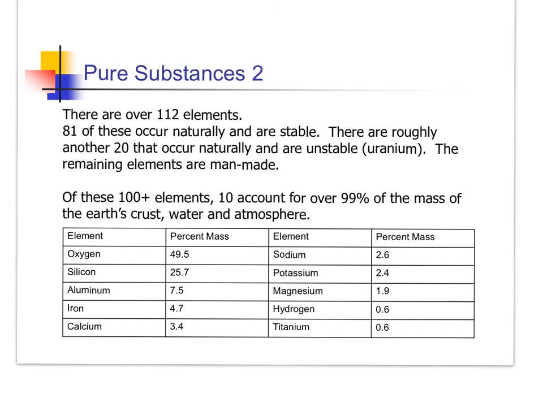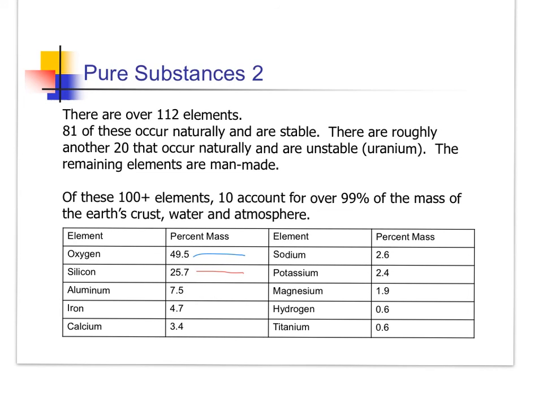Now, of the 100 plus elements, only about 10 of them actually cover about 99% of the mass of the Earth's crust, water, and atmosphere. Oxygen, well, I'm a pretty big fan of it. Don't know about you, but I'm a big fan of oxygen. What bothers some people is they see this silicon here and they're like, what? How? I breathe silicon? I'm not supposed to.